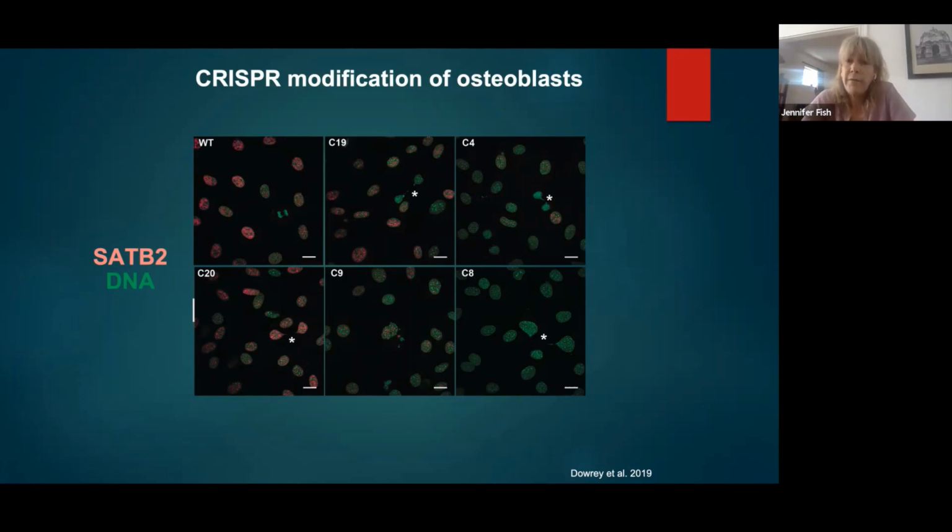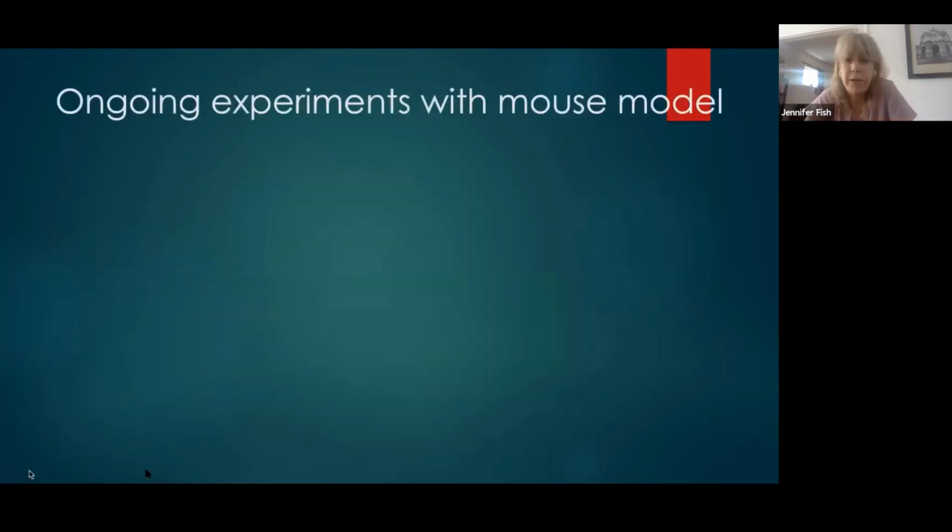And this is the type of thing that we want to identify in the neurons, so that then when we apply the drug, we can see if that abnormality goes away. So that's what we plan to do with the neurons.